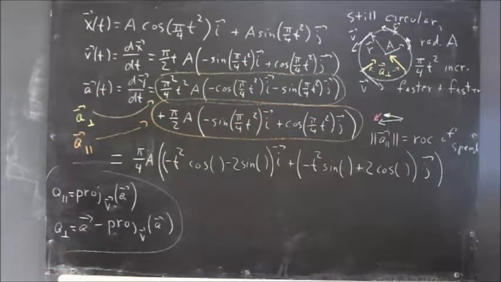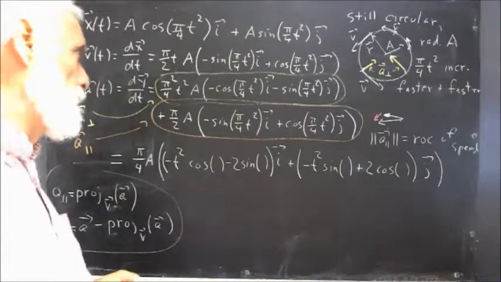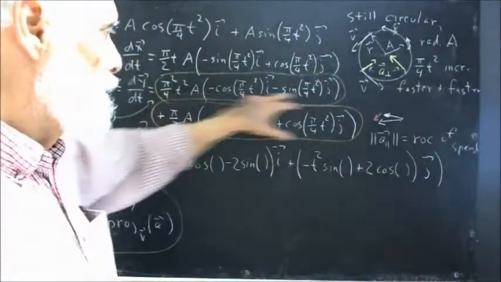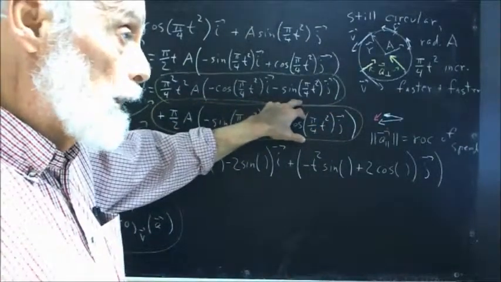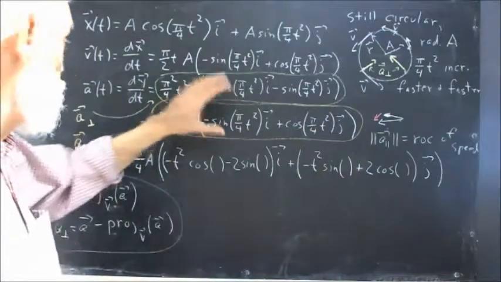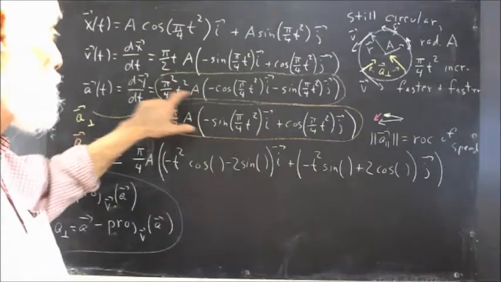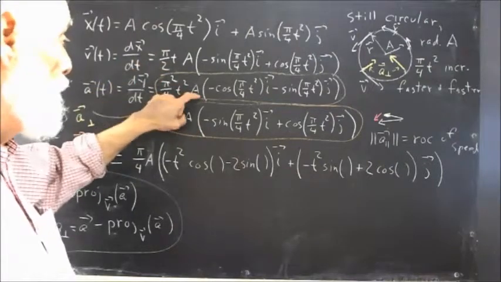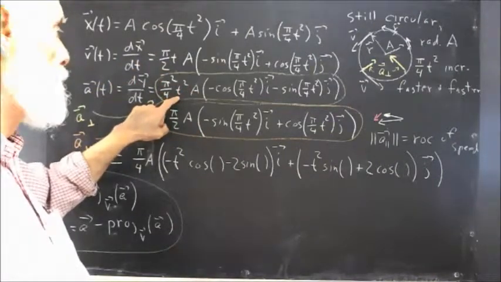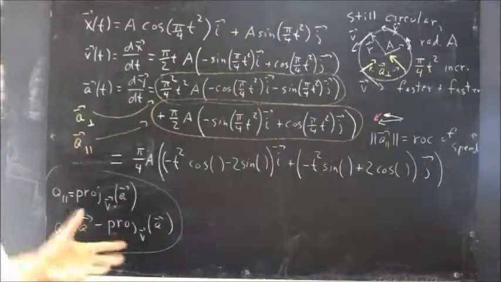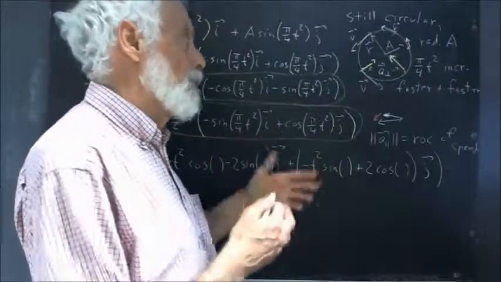And what's the meaning of A perpendicular? Well, let's first look at what's happened to A perpendicular. The part of this vector in parentheses has constant magnitude of 1, so the magnitude of this component of the acceleration is pi squared over 4 times A, multiplied by t squared. Well, what's that mean? That means that this component of the acceleration is increasing in magnitude. Now, what happens if you go around the circle faster and faster? You need more and more force, centripetal force, to hold you in the circle.